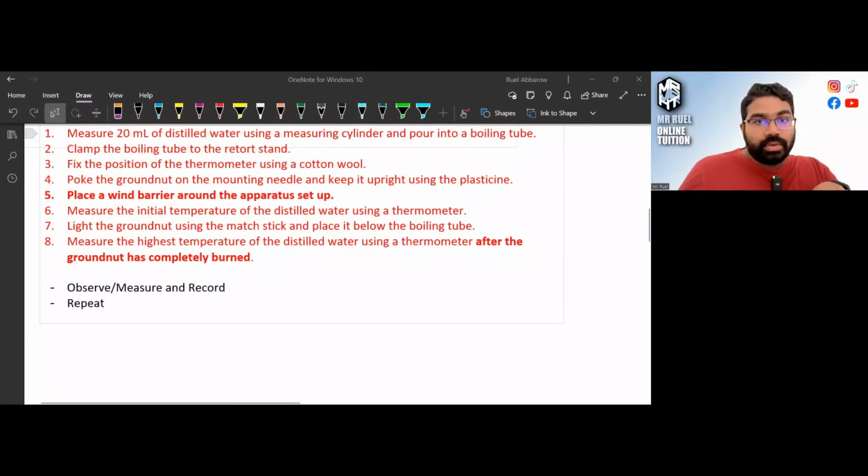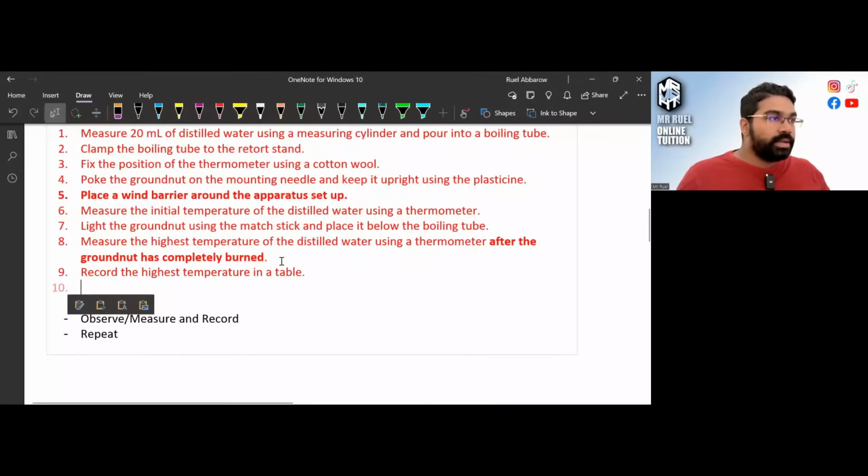Observe, record. Anything else we are going to observe? Nothing. We already measured the highest temperature. What's the next step? Record. Please do not forget to write record.